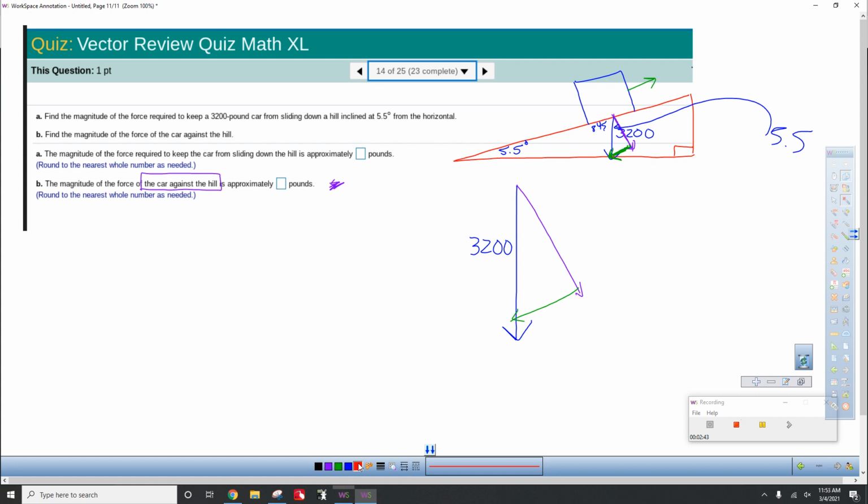Oh, okay, so we can just do this. We don't have to use vectors at all to find it. Here's our right angle. According to the 5.5 degree angle, y is adjacent and 3,200 is the hypotenuse, so that's going to be cosine. Cosine of 5.5 is y over 3,200. So y is going to be 3,200 times the cosine of 5.5, but we're going to make sure that our calculator is in degrees.